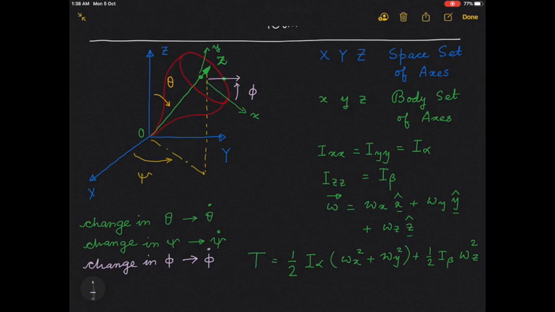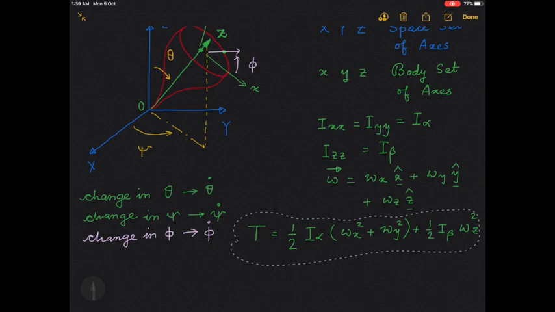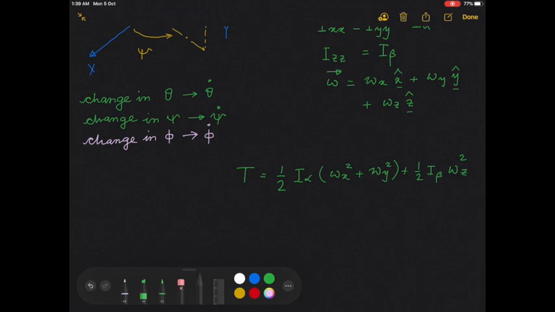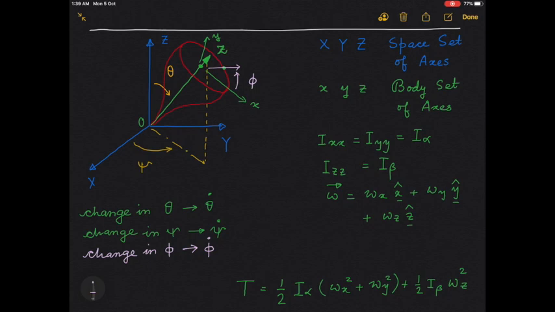Okay, so let me move this a little bit downwards here. Because you see, this motion of phi, change of phi, is just the spin of the body. So this angle is called the spin angle.